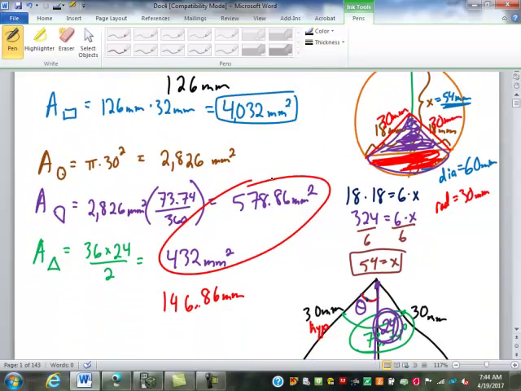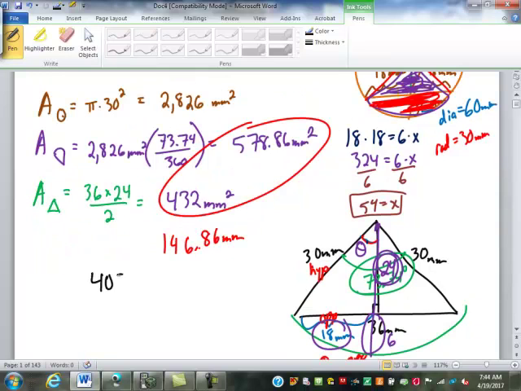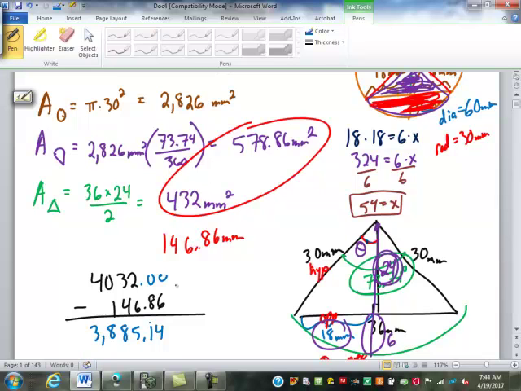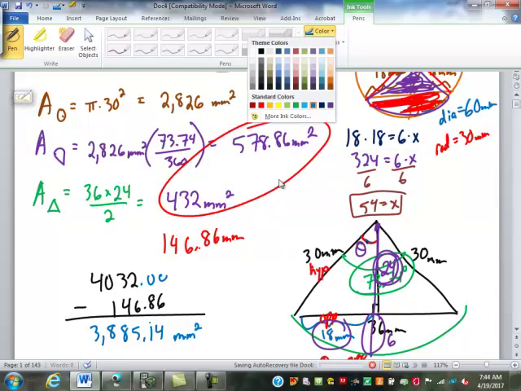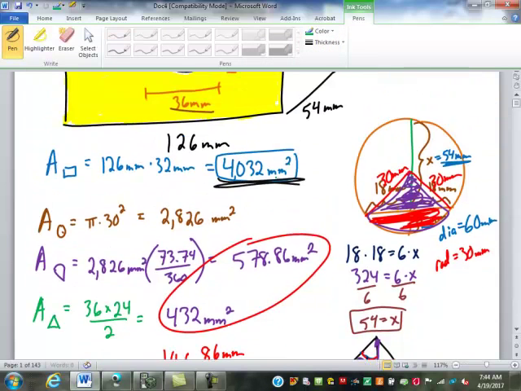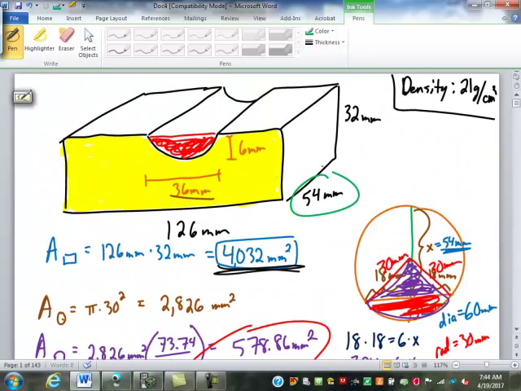So that means we take the area of our rectangle here, 4,032. We subtract the 146.86. You get 3,885.14 millimeters squared is the area of that end piece. So then the volume is just that area times the 54.